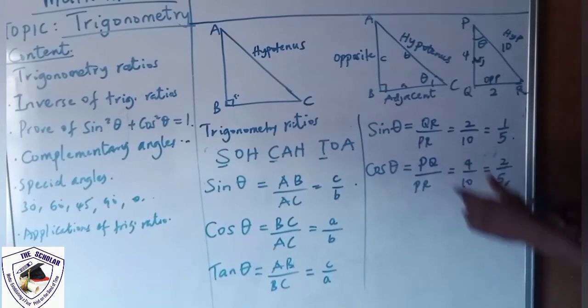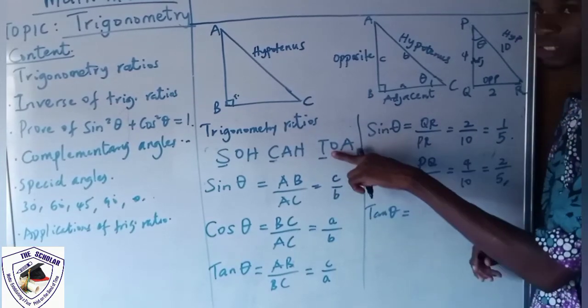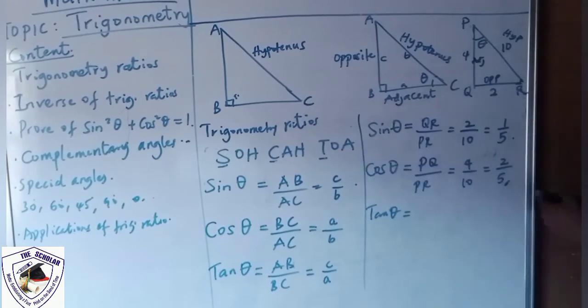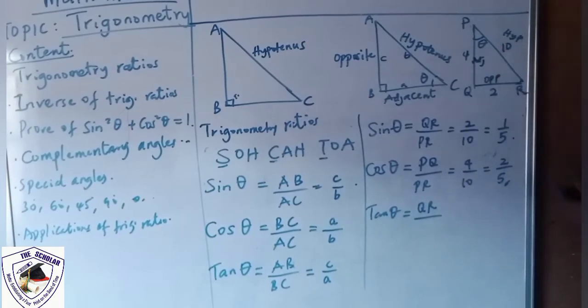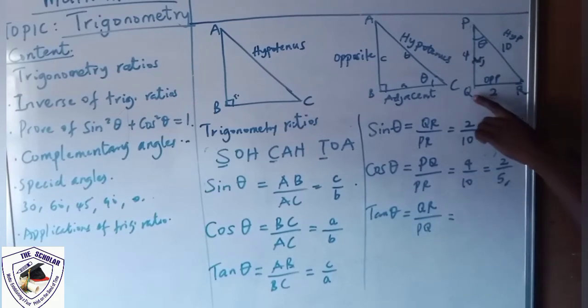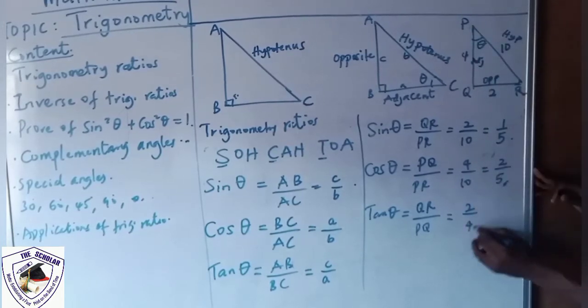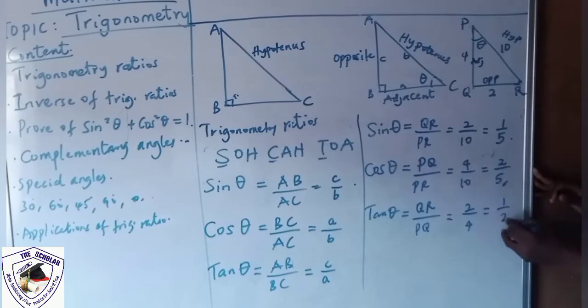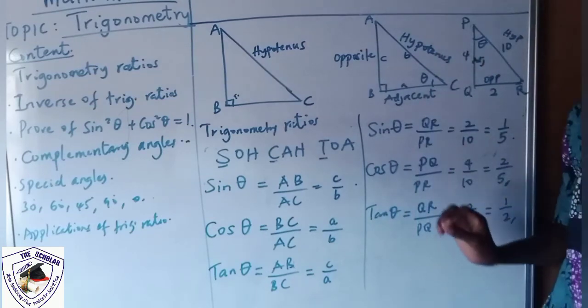That's the second ratio. Likewise, our tan theta, which is defined as what? Opposite over adjacent. Let's go back to our diagram. Our opposite is QR, divided by the adjacent, which is PQ. So our number for the opposite is 2 and our adjacent is 4. Reducing to the lowest ratio, that's 1 over 2. So that defines the first aspect, which is trig ratios of simple angles, which are sine, cosine, and tangent. I hope that is clear.